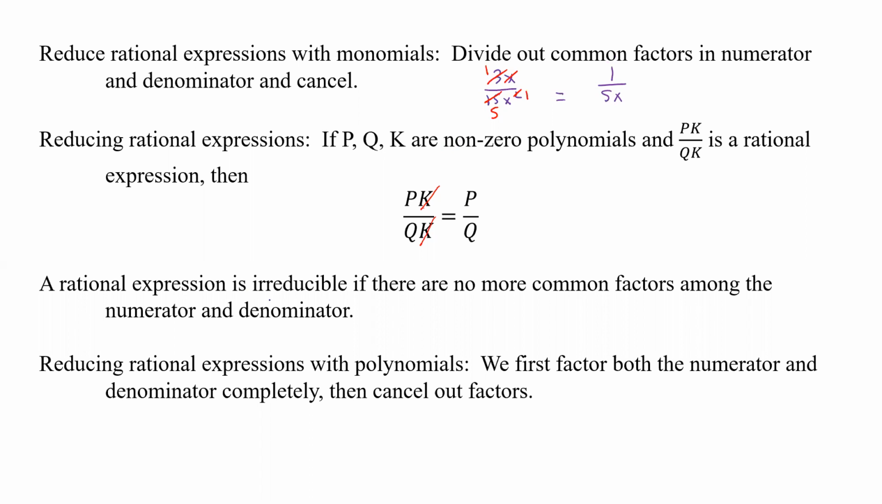Now, a rational expression is irreducible if there are no more common factors among the numerator and denominator. As we can see here in our example, we can't reduce anymore. P over Q, there's nothing in common. We can't reduce anymore. So those are both irreducible.